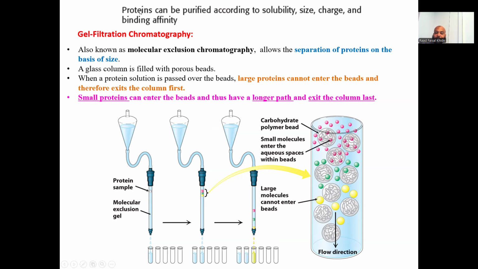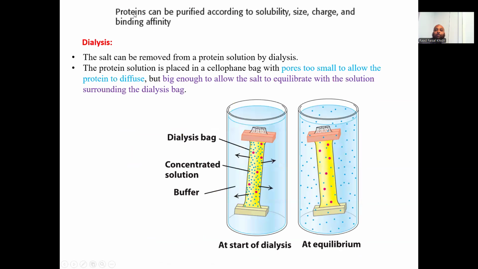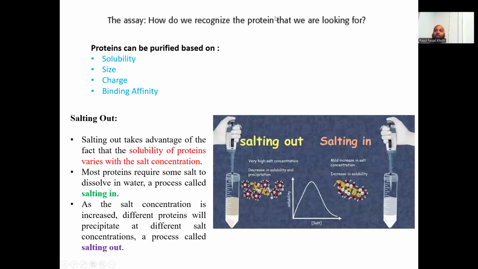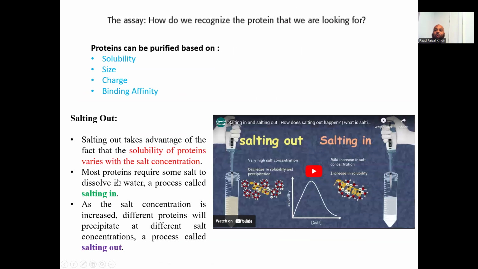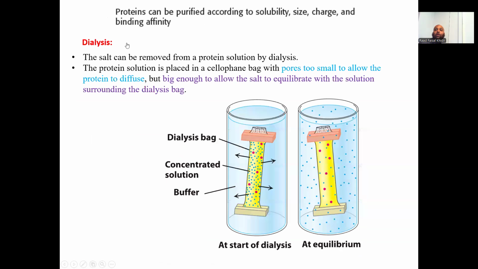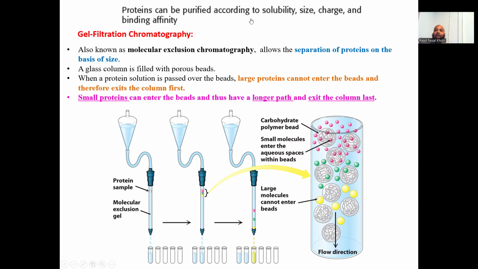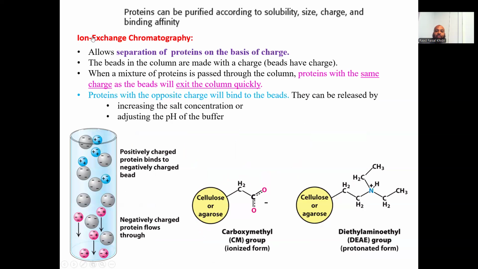For all of these different methods, you should be able to give me an example. Proteins can be purified according to solubility. What process do we use? Salting in, salting out. Proteins can be purified according to size. Using what? Using gel filtration chromatography. What about charge? There is ion exchange chromatography, which allows the separation of the proteins.